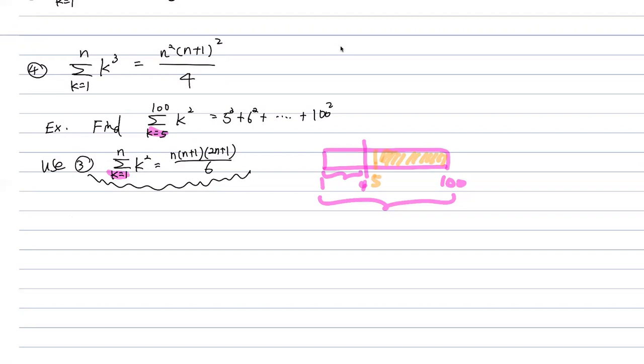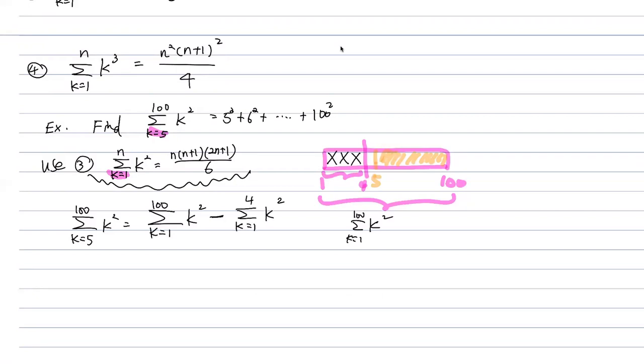So if I do k go from 5 to 100 of k squared, I can just do k go from 1 to 100 of k squared, so I get the entire thing. This is my k go from 1 to 100 of k squared. And then I'm going to subtract this part, which means I will do k go from 1 to 4 of k squared. Then 5 to 100 is left.